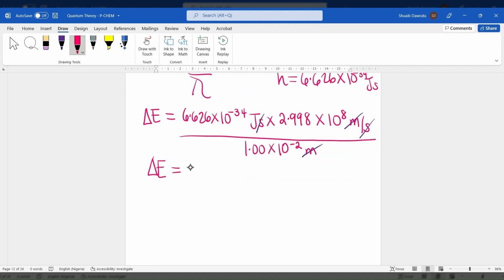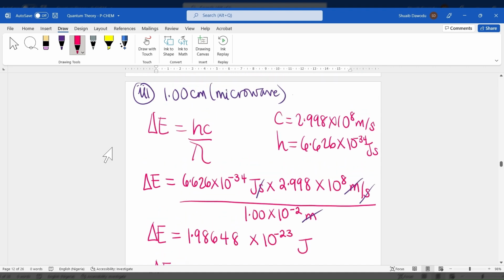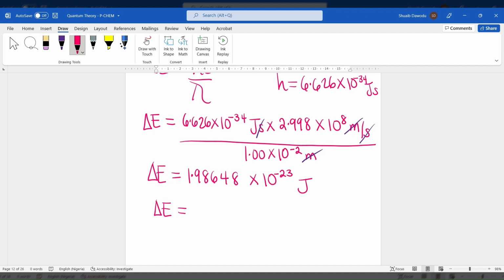We end up getting 1.98648 times 10 raised to the power of negative 23 joules. So this is basically the answer. But then we're chemists and we have to put our work in the proper number of sig figs. We have 1.00 centimeter, so that's a three sig figs value. So that will be 1.99 times 10 raised to the power of negative 23 joules. So this is basically the energy of a photon.